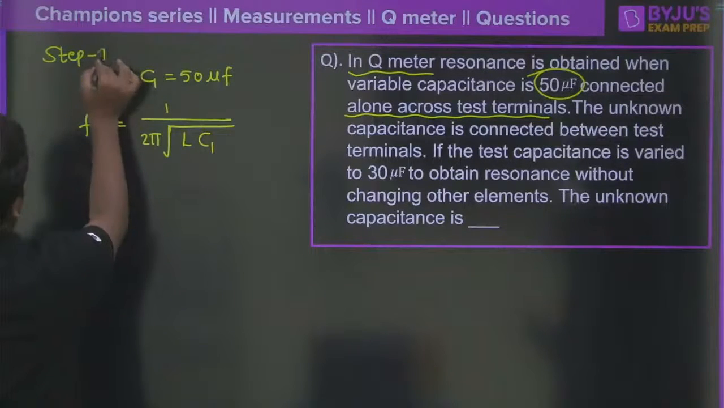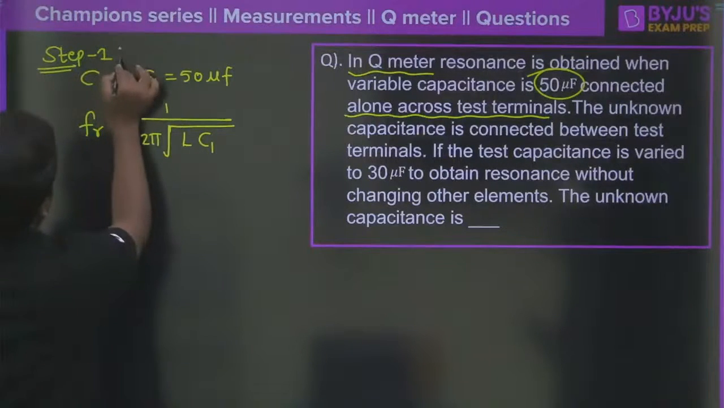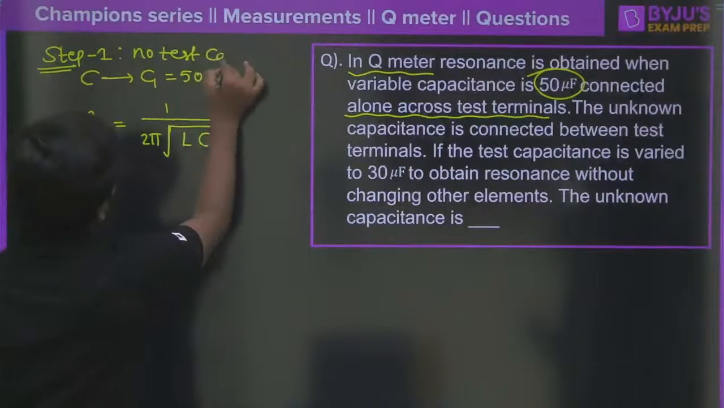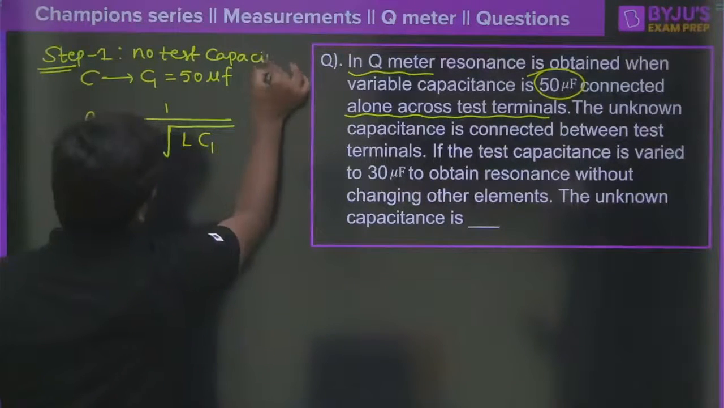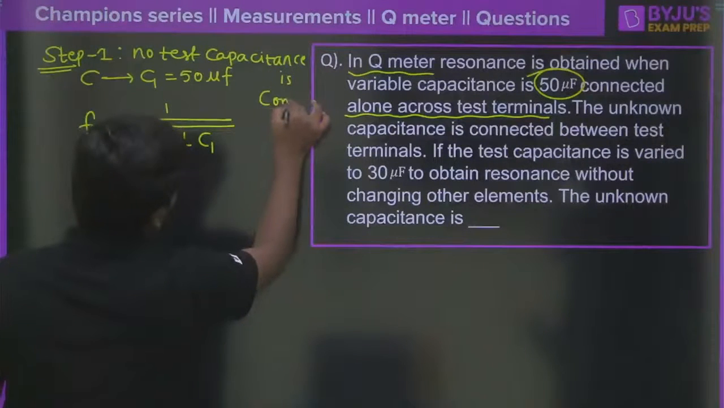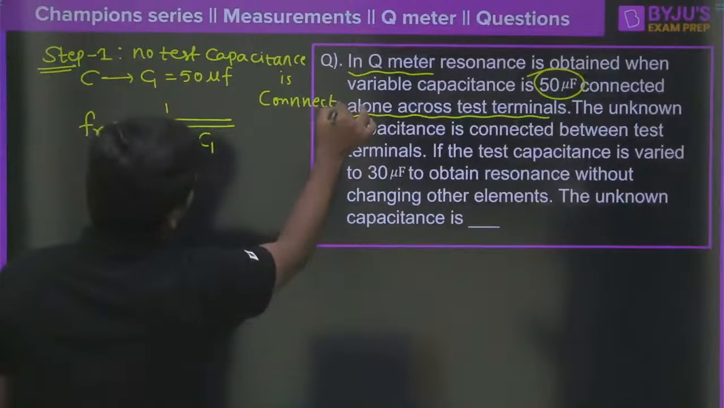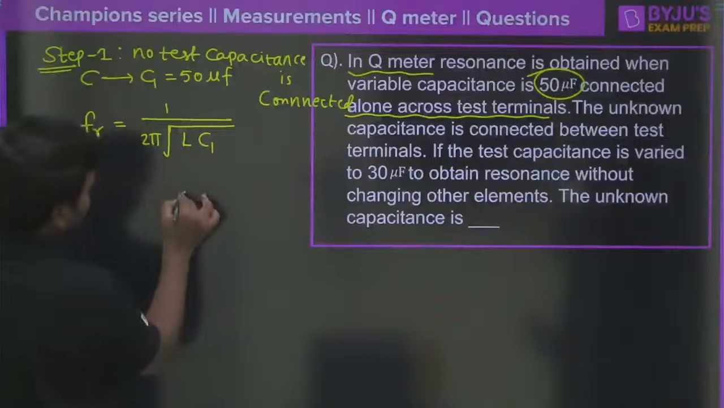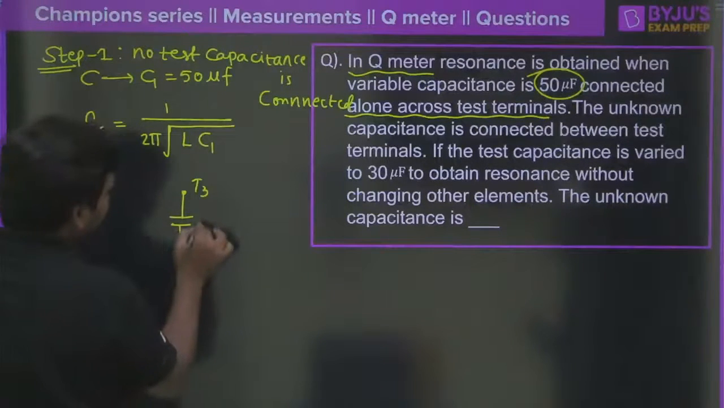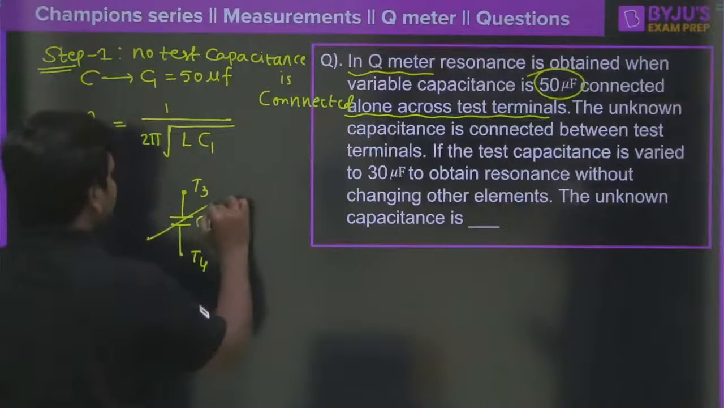Good. This is step 1. Clear? In this, no test capacitance is connected. Only the tuning capacitance is there. It means that if you look at terminal T3 and terminal T4 here, what is there across terminals T3 and T4? Right now between T3 and T4 we have only the tunable capacitor.